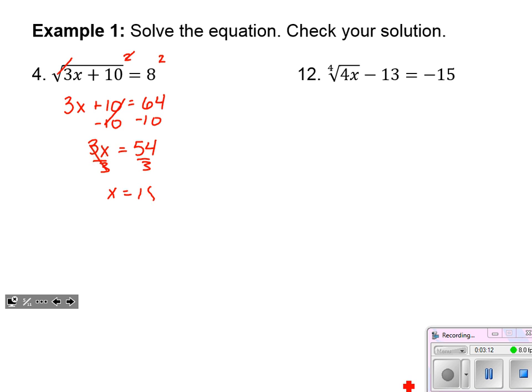Find x equals 18. Now I don't want to box that in yet as an answer. I want to check my work first, so I would just plug it back in. The square root of 3 times 18, that's 54 plus 10, is the square root, the positive square root of 64. Is that equal to 8? Yes, it is. So I can accept that answer.